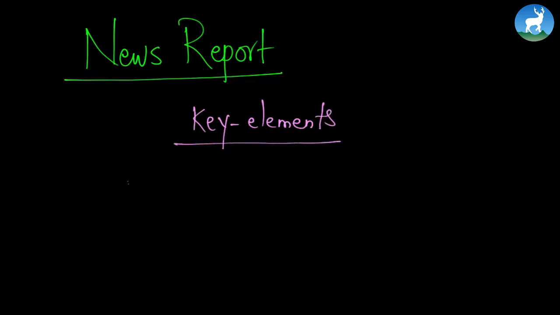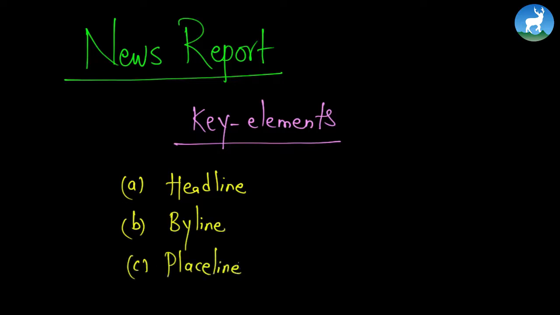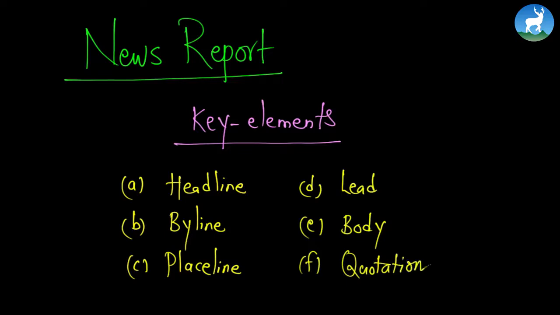So, let's begin by understanding some of the key elements that are used in a news report. Key elements. So we use a lot of technical words like headline, byline, placeline, lead, body, quotation. So we use technical words like these when we are talking about news reports.